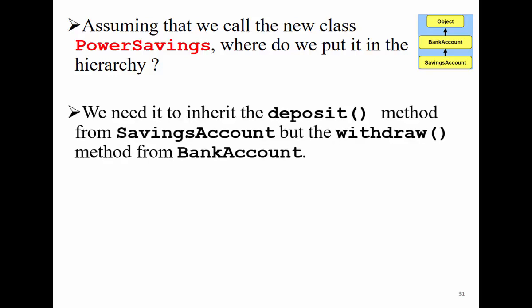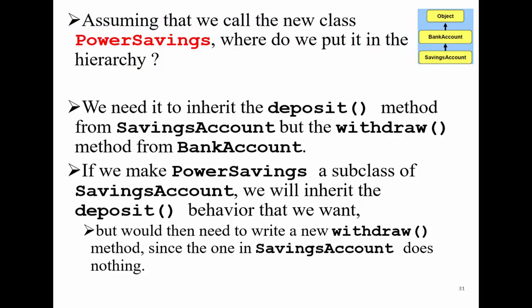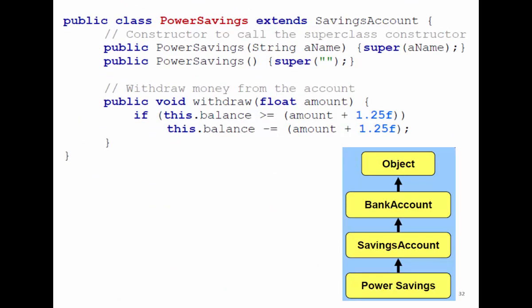Below the saving account. Someone says, okay, we will have the deposit the same as the saving account, but we have withdraw from the bank account. And withdraw has some special behavior. So the power saving account is a subclass of the saving account, and we will inherit deposit. That's good. I'm not going to do anything for the deposit, but I'm going to re-implement the withdraw. Now I'm not going to do nothing, I'm going to change it. Okay? So that is one of the possibilities of doing the power saving account, by extending the saving account.